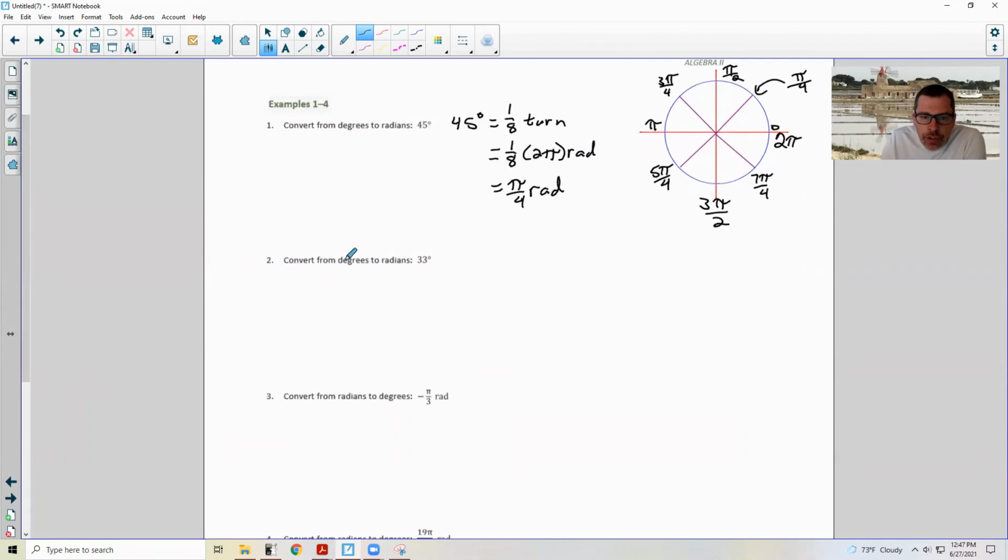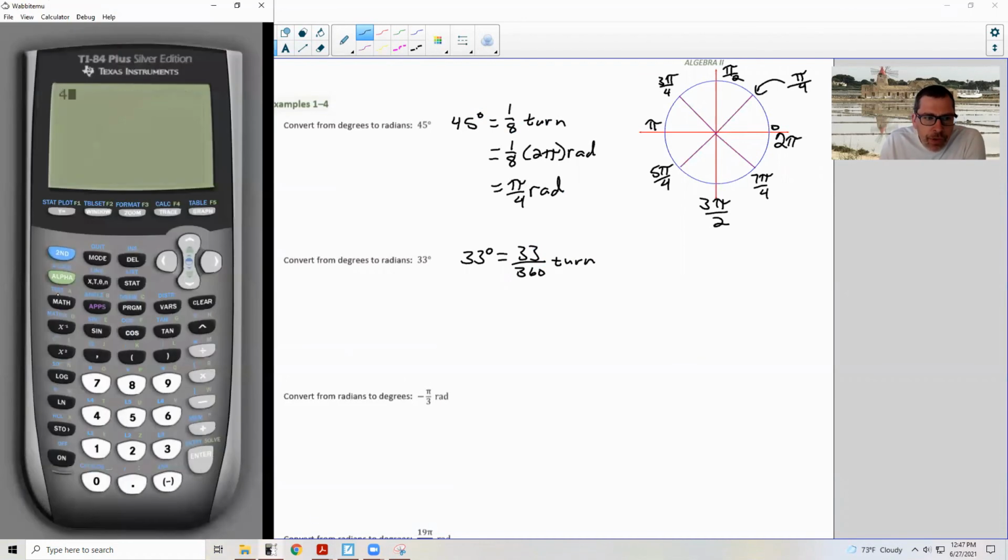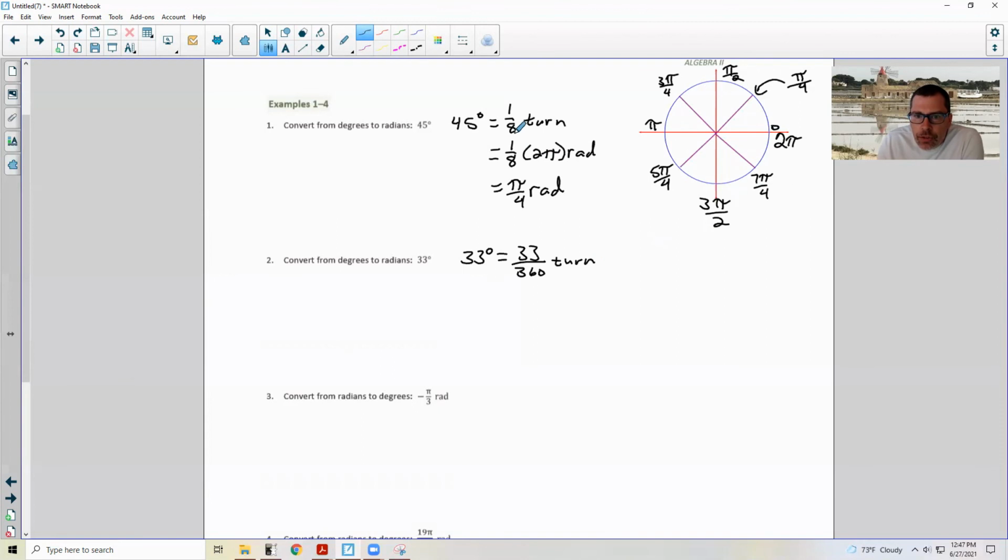Now it says convert from degrees to radians of 33 degrees. Well, 33 degrees equals 33 over 360 turn. Remember, a degree is a portion of a full rotation. So I could have said 45 over 360, but if I go in my calculator and say 45 divided by 360, I'm going to get 0.125, which is 1/8. And that's where that 1/8 came from.